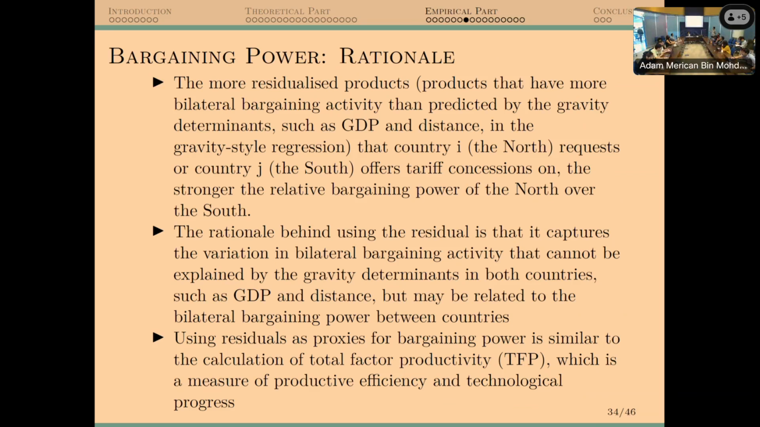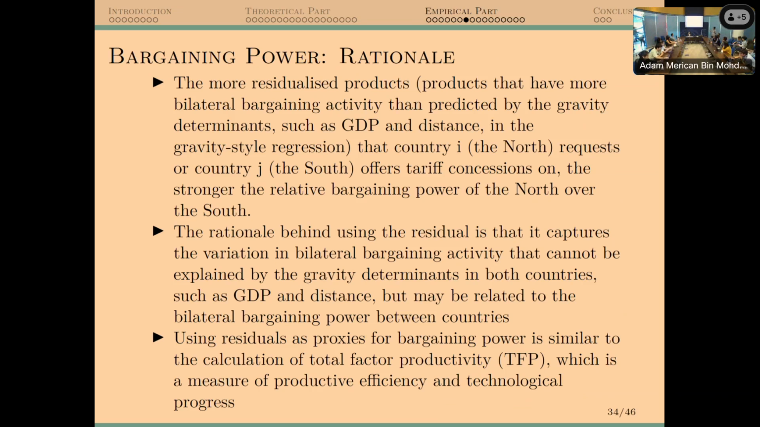And we argue that this kind of proxy is like how we do for the total factor productivity. That is a residual after the production function, and it is a way of measuring efficiency or technological progress.